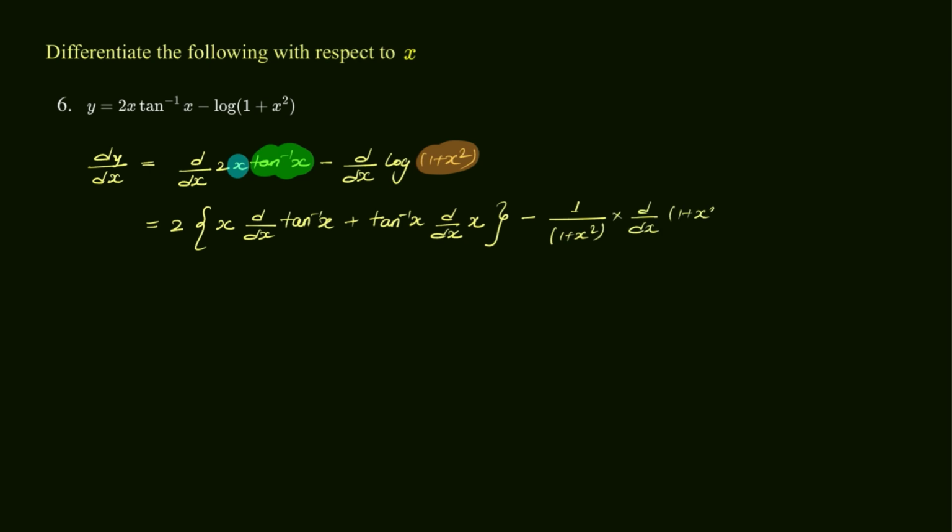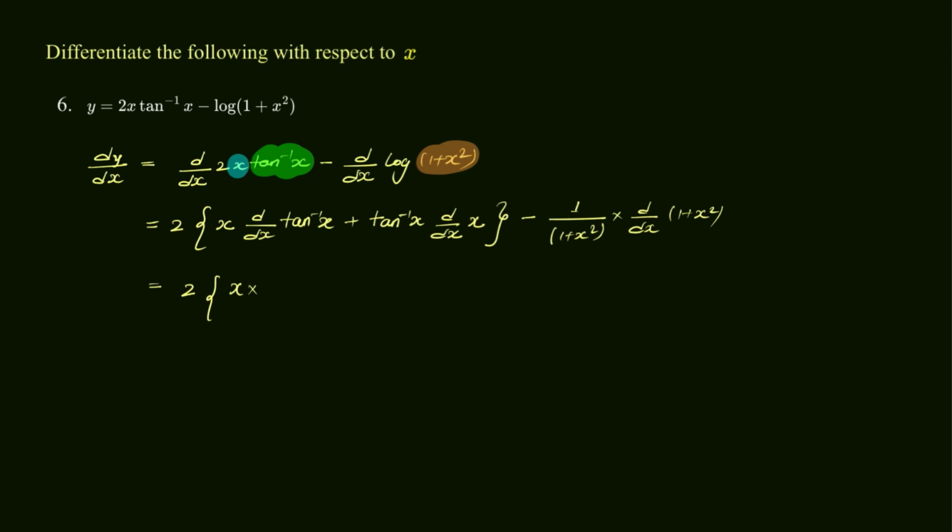So since 2 is constant, in the first term we will write 2 at the front. Then d/dx of uv is, first we will keep x as constant, then d/dx of tan inverse of x, plus keeping the second function as is and differentiating the first function. So this was my product rule, minus d/dx of log x is 1 by x. But again we need to differentiate 1 plus x square due to the chain rule.